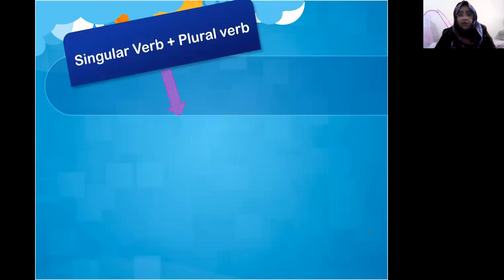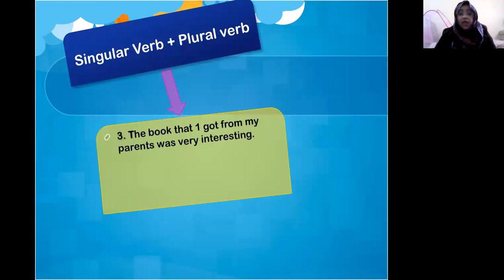Now, singular verb plus plural verb, we will see some more examples. The book that I got from my parents was interesting. Now again, the book that I got, here again is an embedded clause. But what we have to notice is that we are talking about a singular book, the book that I got from my parents. So the verb has to go with the subject, and thus here we will use was, because the book is singular. Whatever is written in the clause or in a particular phrase, we have to be careful about the number of the noun.